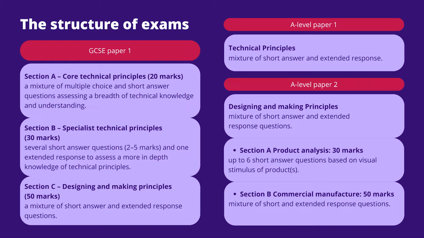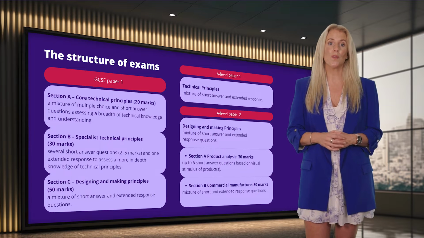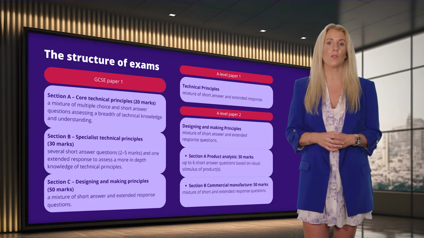In section C, we've got the designing and making principles, which consists of mainly 4 to 6 mark questions. These assess application of knowledge and understanding. At A-level, both of the A-levels include 2 examination papers. These papers take place at the end of the 2-year course.